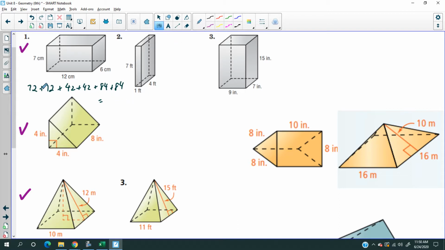All right, let's see, let's add this up. So I'm gonna need my calculator. Let's see. All right, we're almost there. 72 plus 72 plus 42 plus 42 plus 84 plus 84. That's 396. Okay. Centimeters squared. Okay. All right. Let's see. The next one, I'm gonna do that in the same manner.